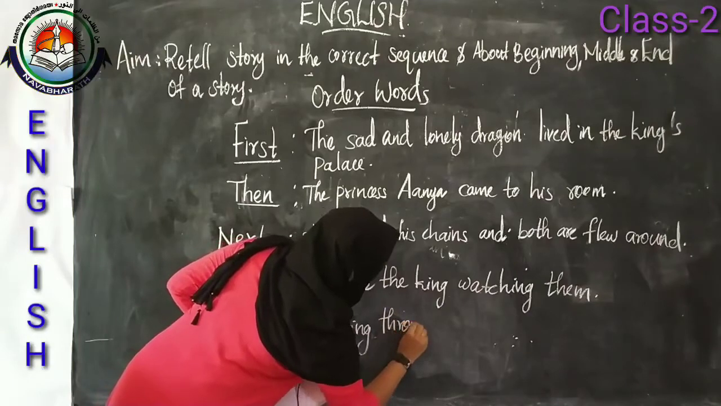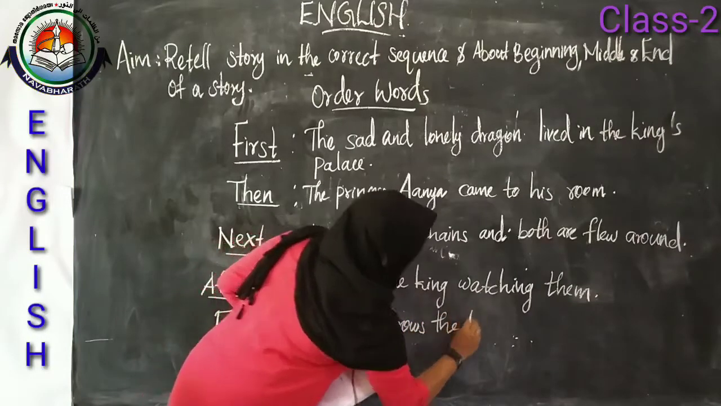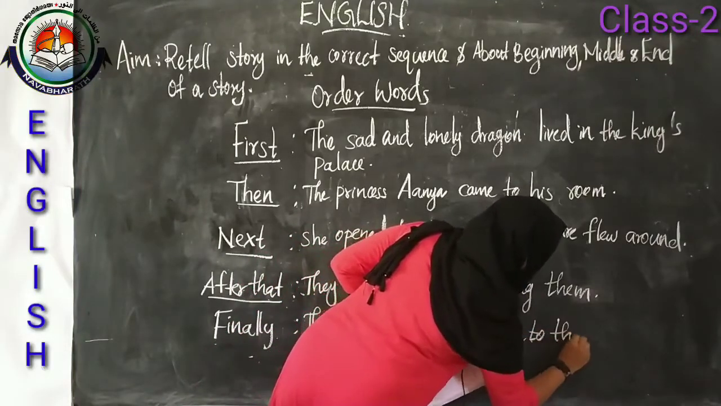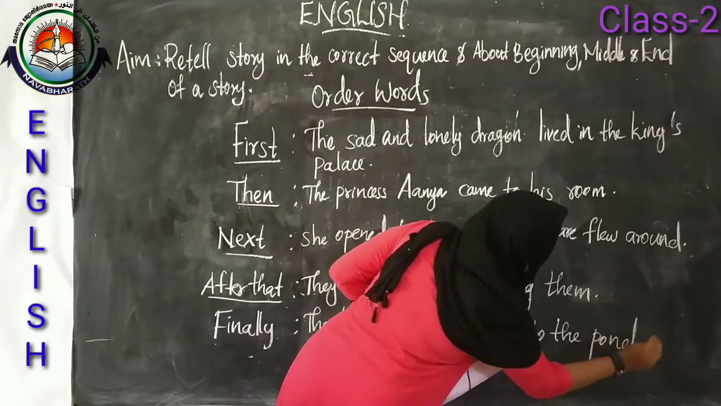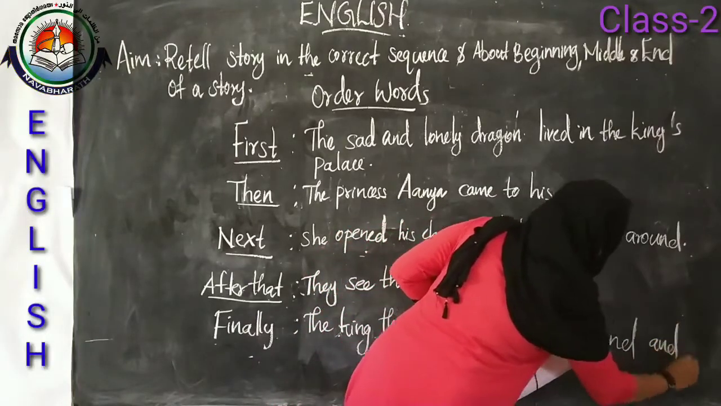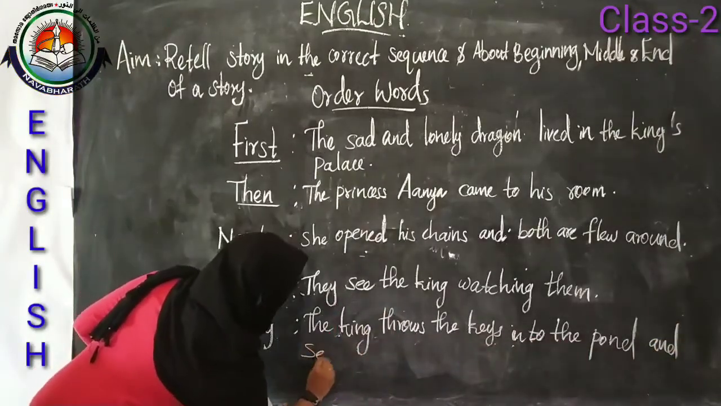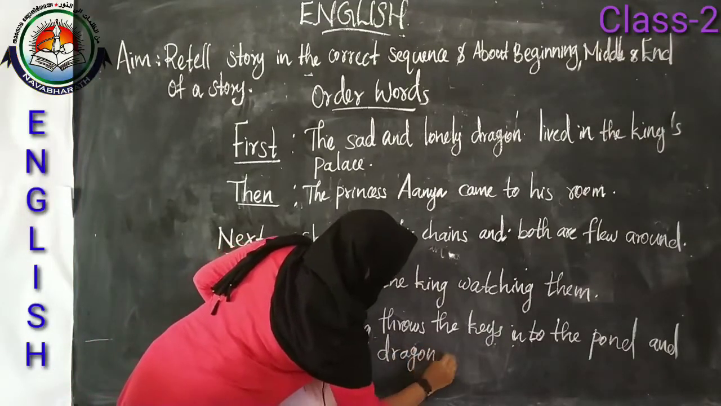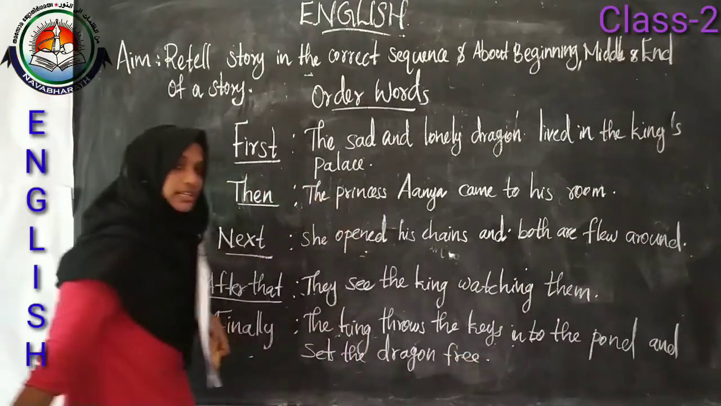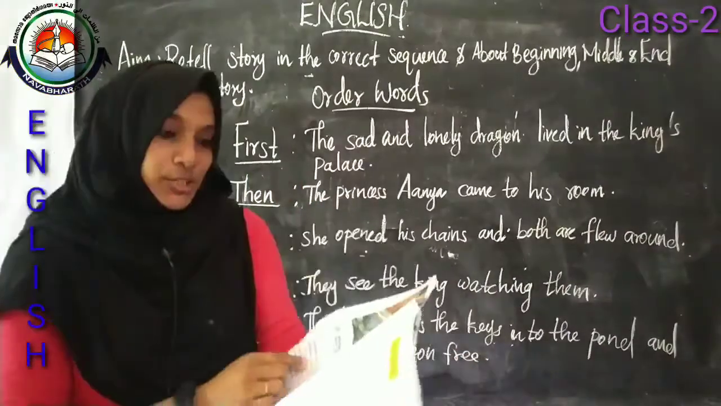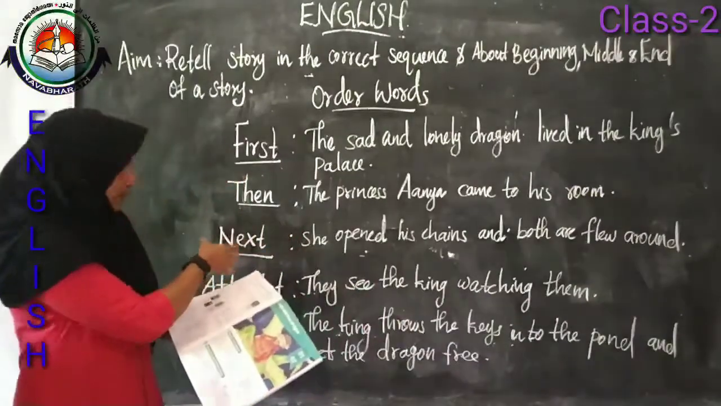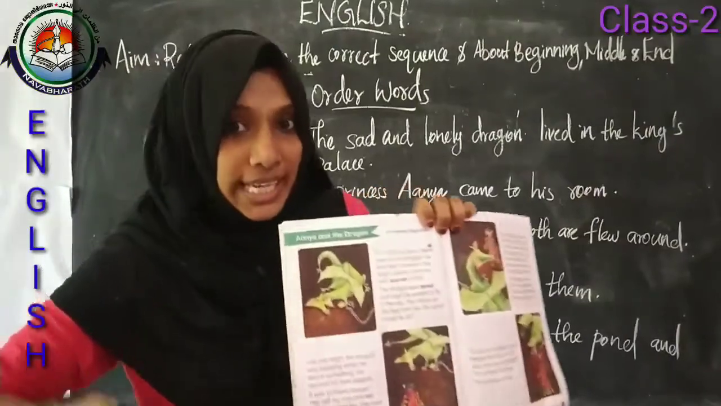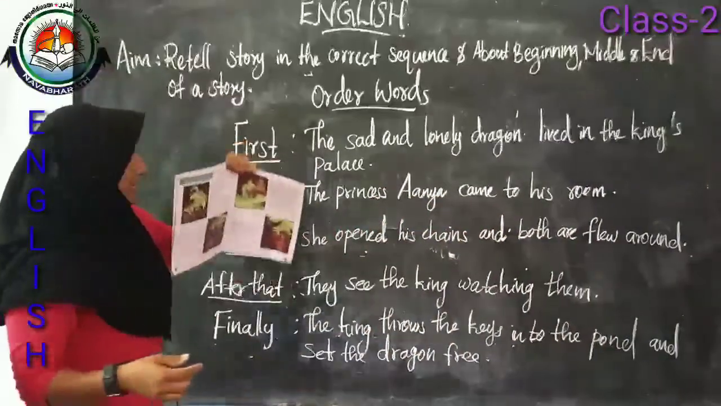So let's write here, the king throws the keys into the pond and sets the dragon free. So ma'am used these words to retell this story again by using these order words.